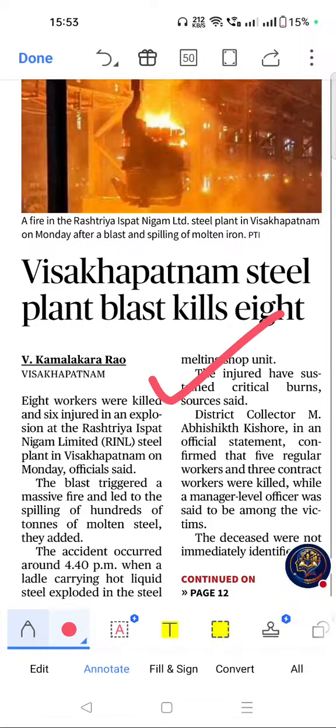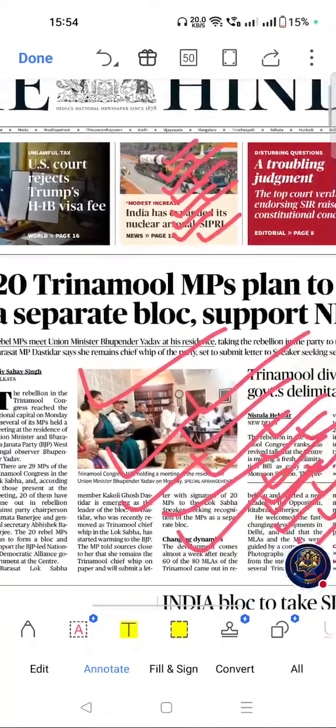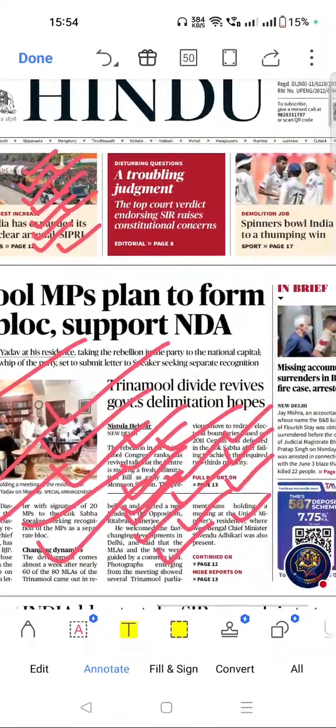Vizag steel plant blast kills 8. If you see the importance, industrial disasters are important governance topics. Occupational safety is relevant for labor policy. PSU management frequently appears in economy questions. Please go through this one. Next, move on to the next important article of this page. This one: A troubling judgment.